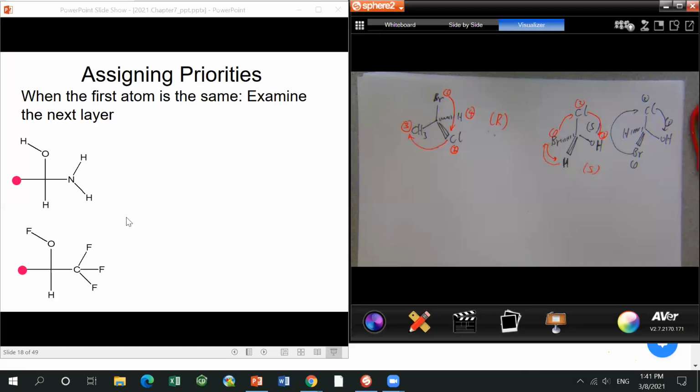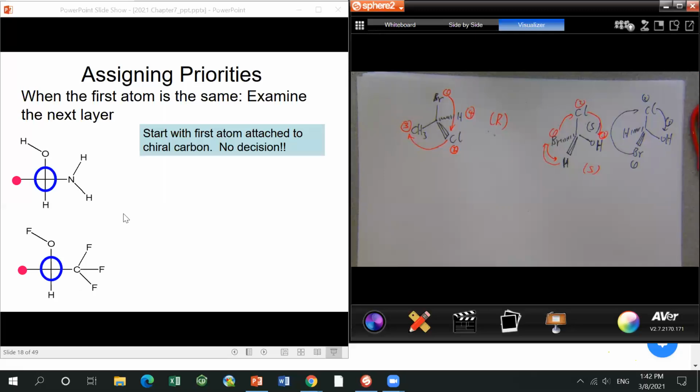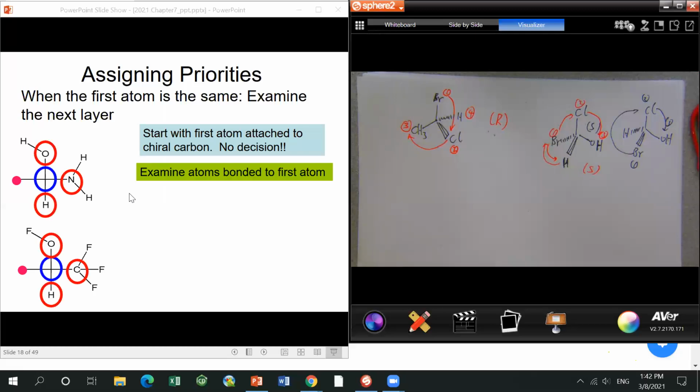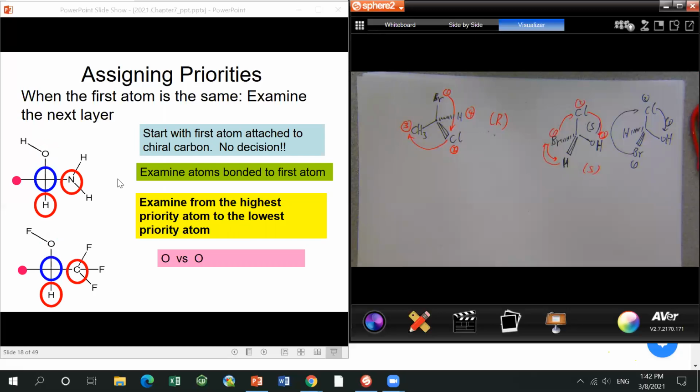For example, we try to compare the priority of these two branches. The first layer is the same, both are carbon, so we cannot distinguish which one is higher. Priority is based on atomic number, please keep that in mind. Then we move to the next layer. Each has oxygen, nitrogen, hydrogen, and oxygen, carbon, hydrogen. How do we examine priority? We examine from the highest priority atom to the lowest one. The highest one, oxygen, is the same.